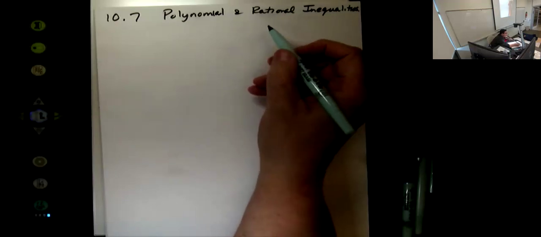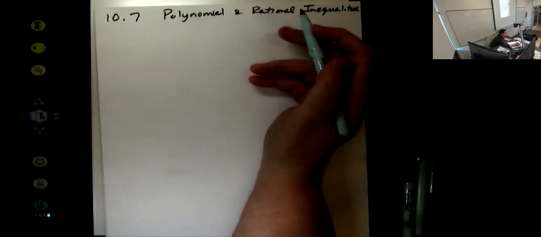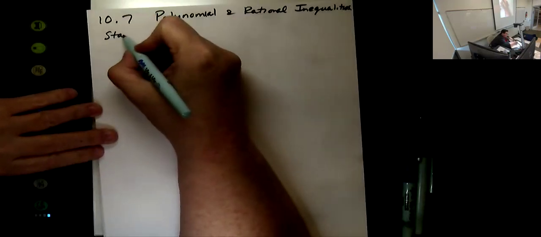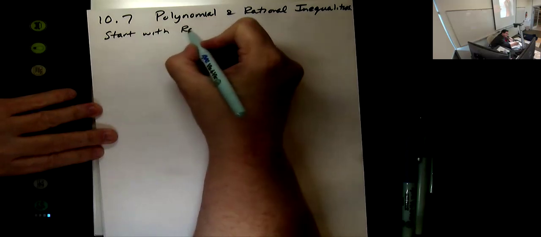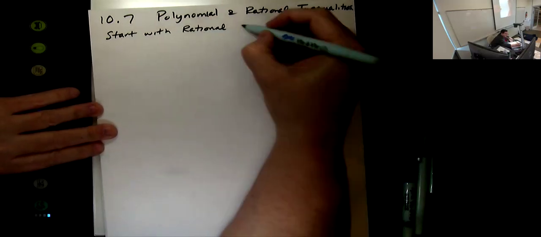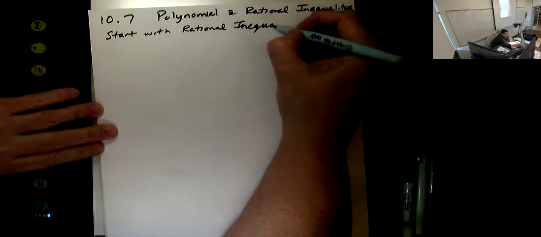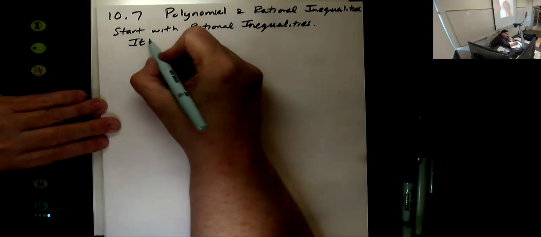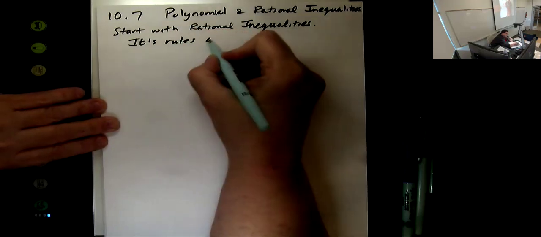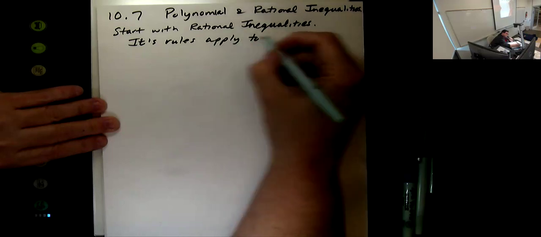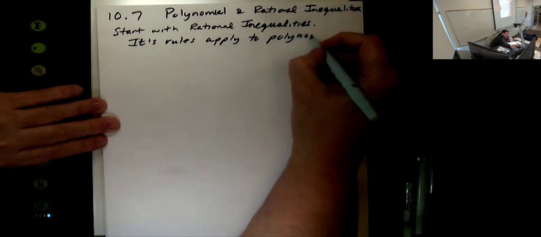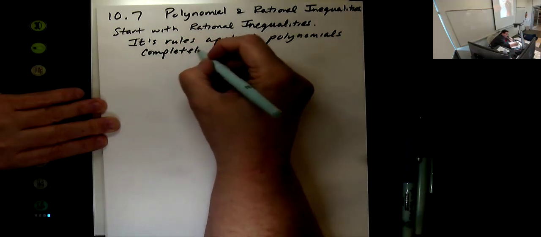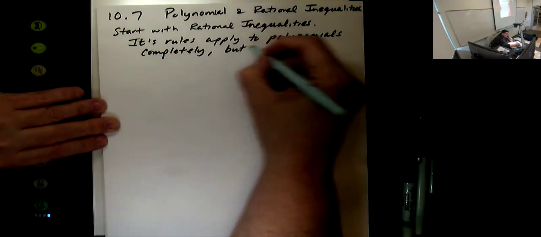The polynomial inequalities are easier to do, and therefore we are not going to start with them. We're going to start with rational inequalities because it has all the rules. Its rules apply to polynomials completely, but not true the other way around.